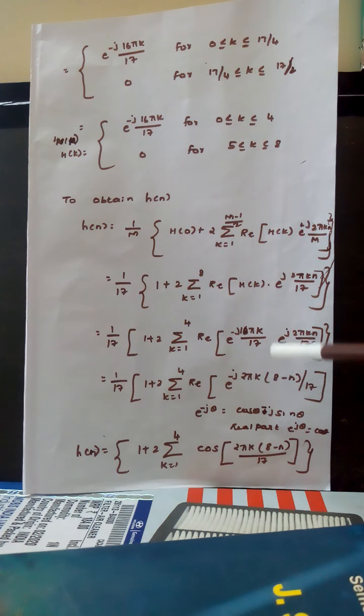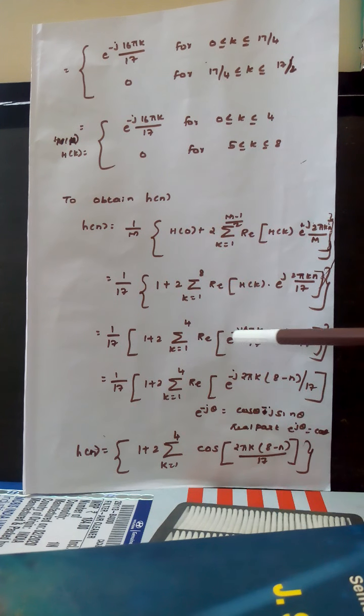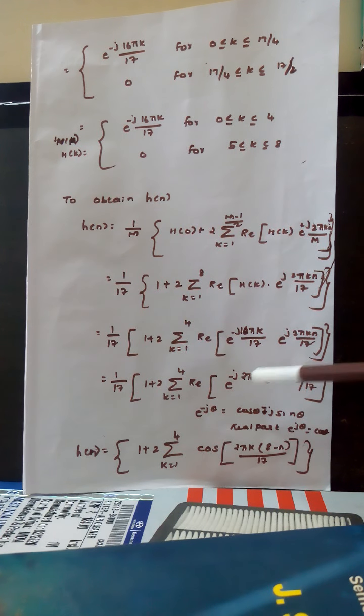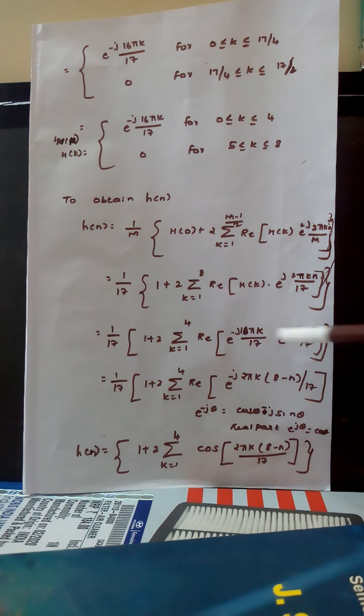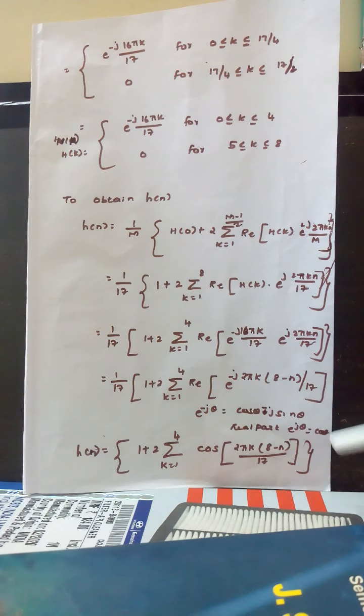So here in both the terms, e to the power of minus j 2 pi k by 17, I am taking outside. So I will get the term 8 minus n, correct. So e to the power of minus j theta is cos theta minus j sin theta. So in this form we can write. We want only the real value of this function, so this imaginary part we can omit. We will take the real part, which here is only cos theta. So we can write it as cos of 2 pi k (8 minus n) by 17. So this is your h of n.